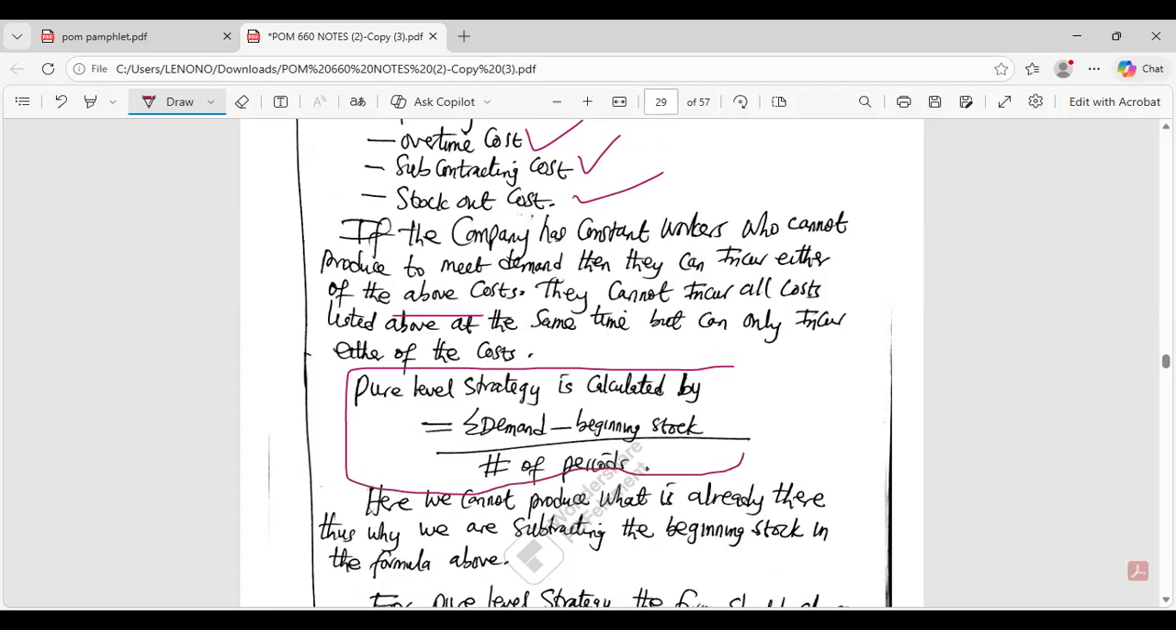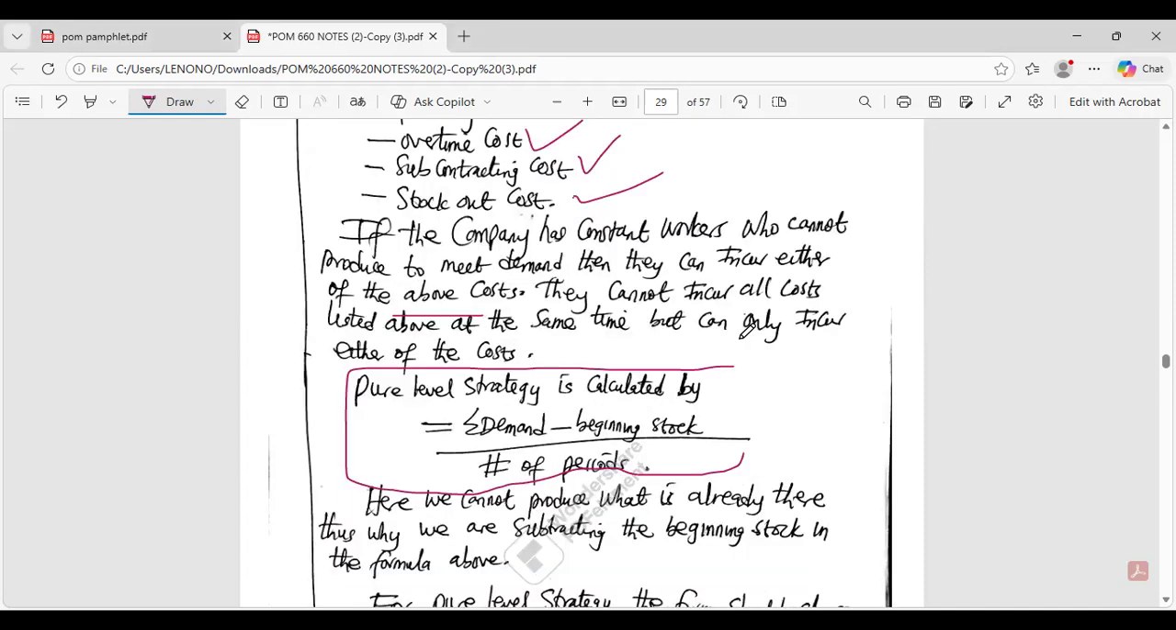Are we together so far? Are you following me? Yes. So you have to distinguish between the two strategies, right? Are we together?